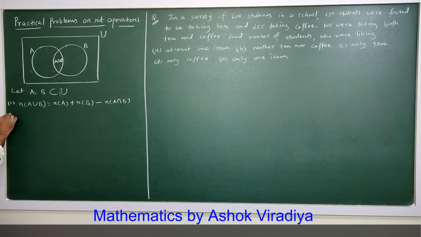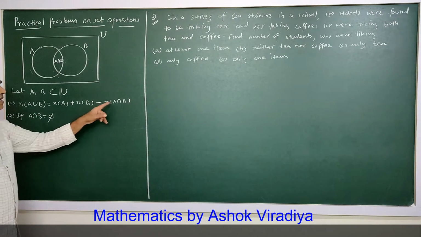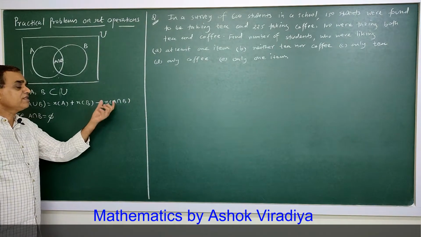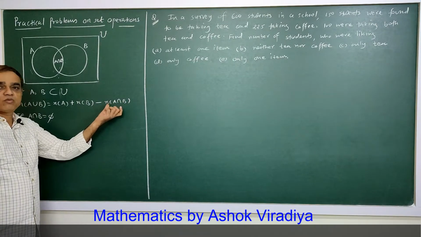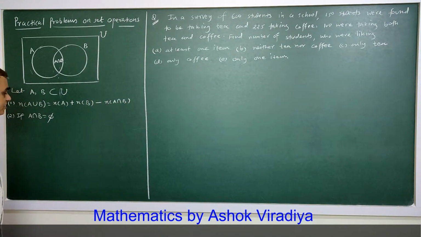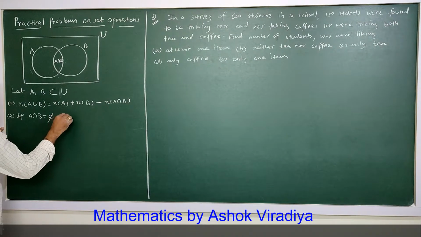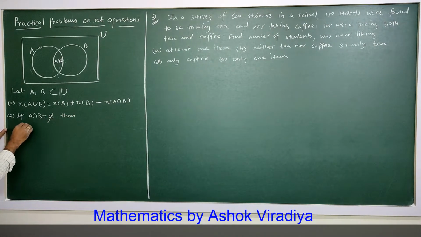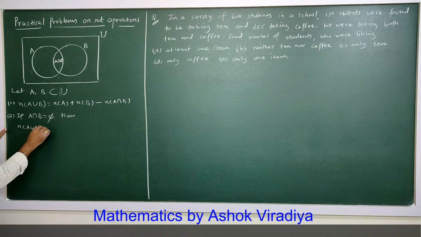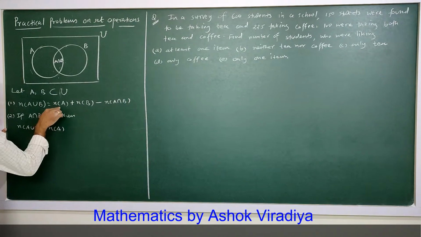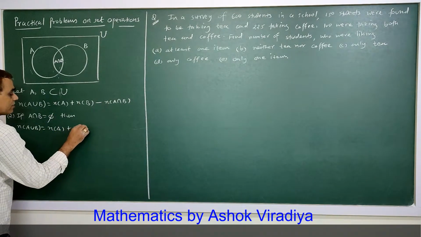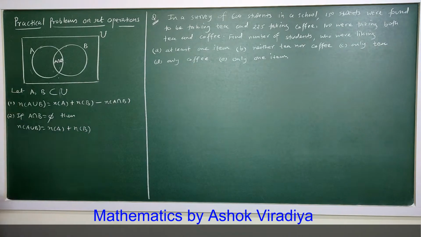Then second result, if A intersection B is empty, means nothing in A intersection B, then this will be 0. Number of elements in A intersection B is 0. So formula will be number of elements in A union B, that is number of elements in A plus number of elements in B.